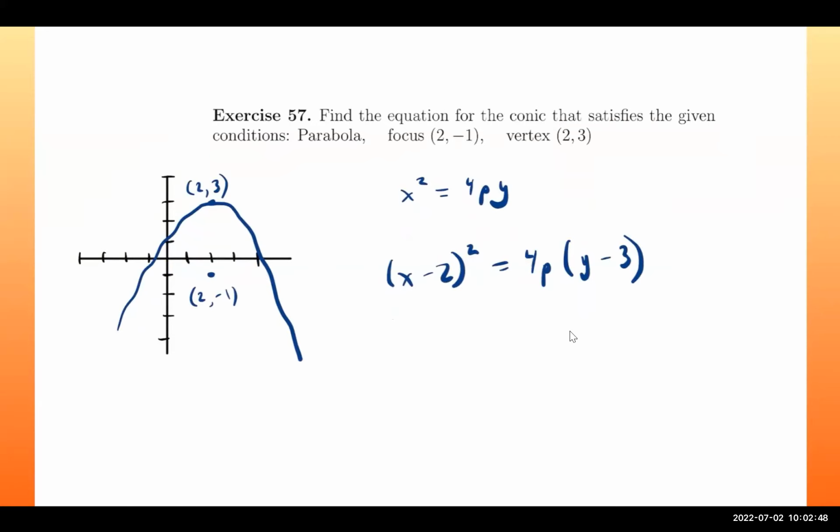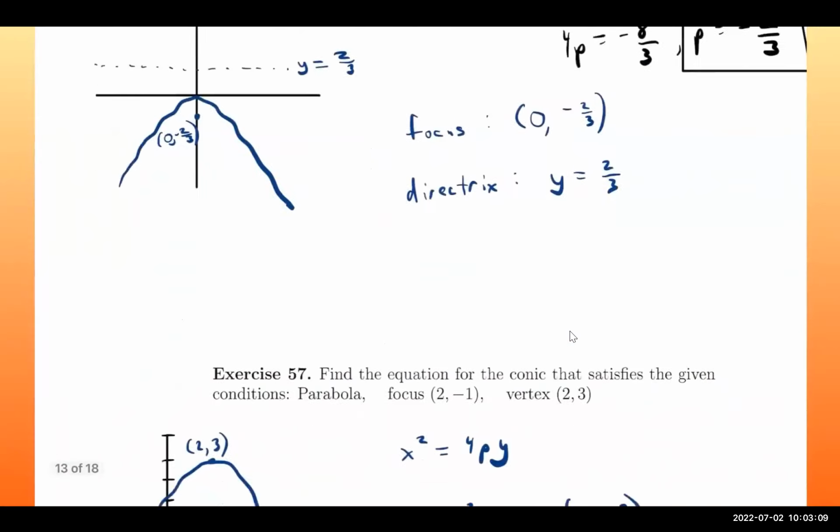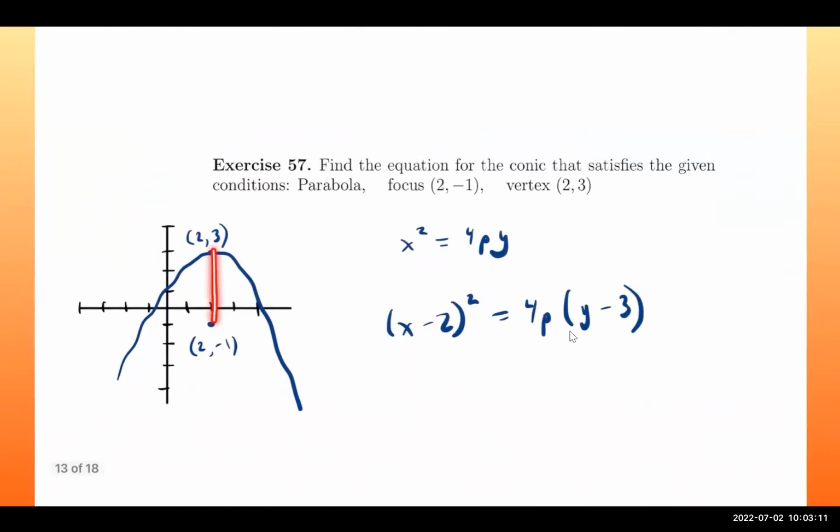All right, now we have to determine what p is. Well, p is just going to be the distance from the vertex to the focus. So all you have to do is subtract this minus this. And we already know that p has to be negative because of this. It reflects this type of graph, so we know that p has to be negative.